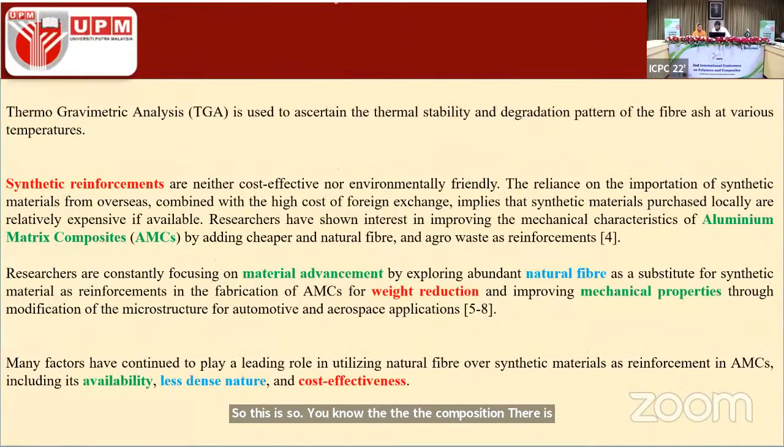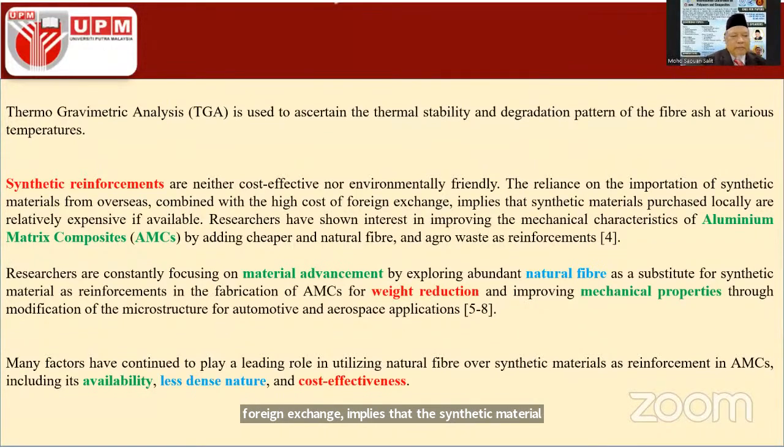Okay, thermal gravimetric analysis, TGA. TGA is used to ascertain the thermal stability and degradation pattern of the fiber ash at various temperatures. Synthetic reinforcements are neither cost-effective nor environmentally friendly, relying on the importation of synthetic material from overseas. Combined with a high cost of foreign exchange, this implies that the synthetic materials purchased locally are relatively expensive, if available.